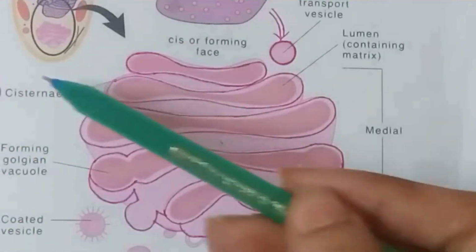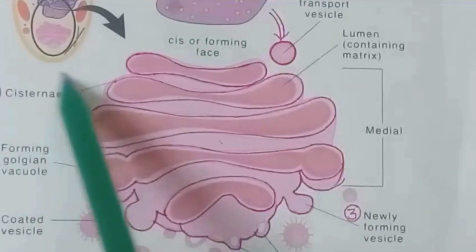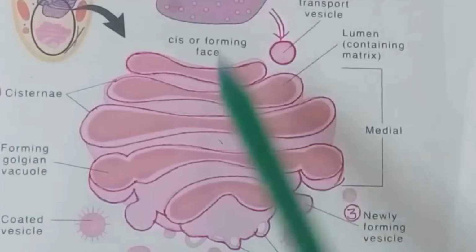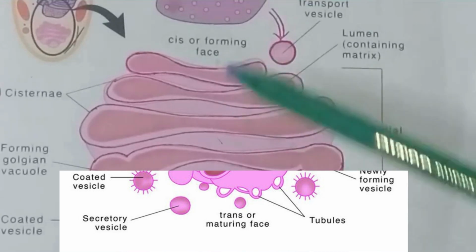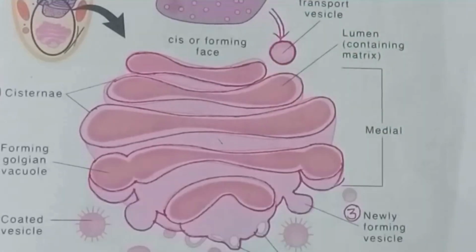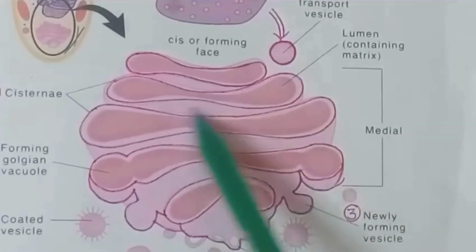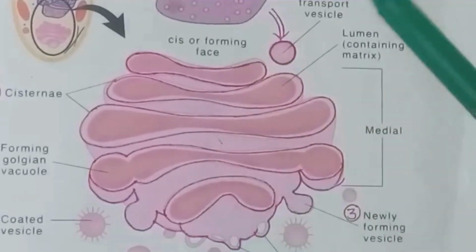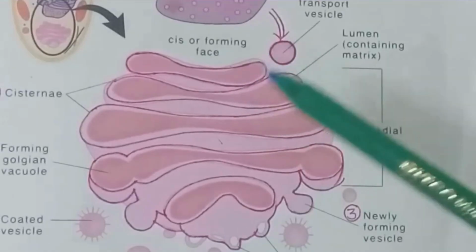Let's discuss the structure of each part in detail. Coming to the cisternae, these are flattened sac-like structures which have a forming face and a maturing face. As these two faces are different from each other, they are interconnected in their function. These cisternae are parallel to each other and arranged concentrically near the nucleus, with a diameter of 0.5 micrometers to 1 micrometer.